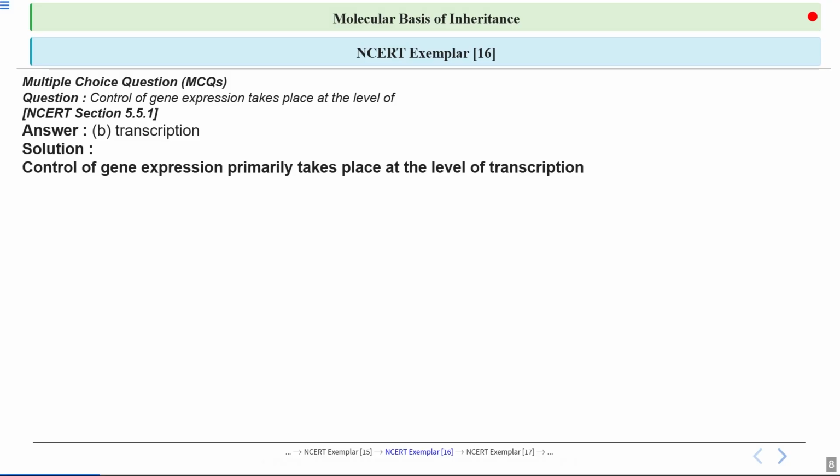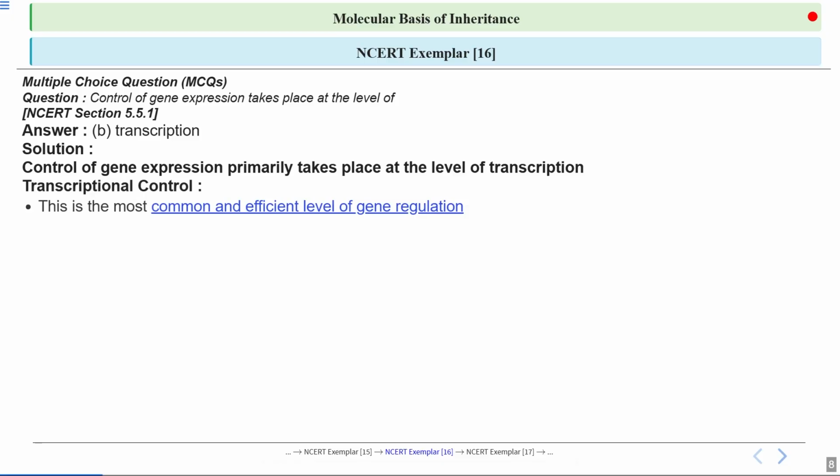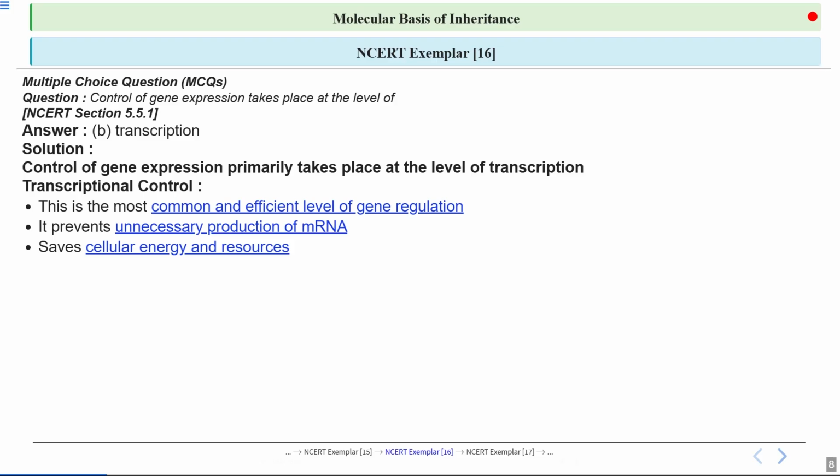Okay, so let's have a look at the explanation. So control of gene expression primarily takes place at the level of transcription. So what is happening here? You can see this control of gene expression at the transcription level. This is the most common and efficient level of gene regulation. Now, it prevents unnecessary production of the messenger RNA. Okay. So, it saves the cellular energy as well as the resources.